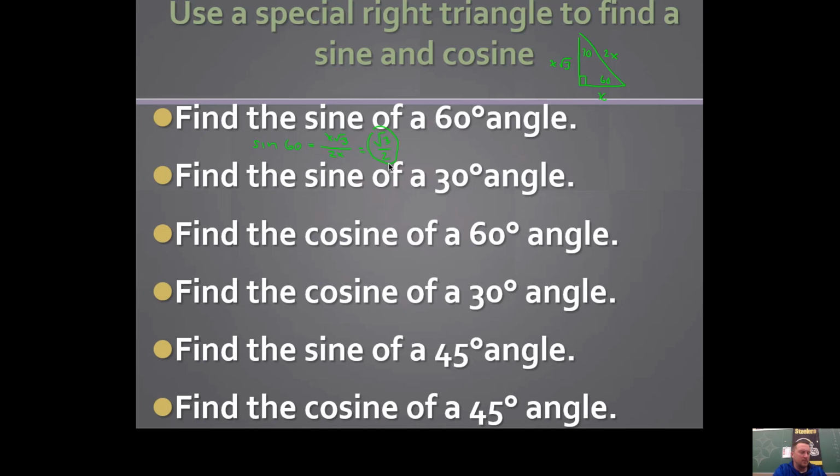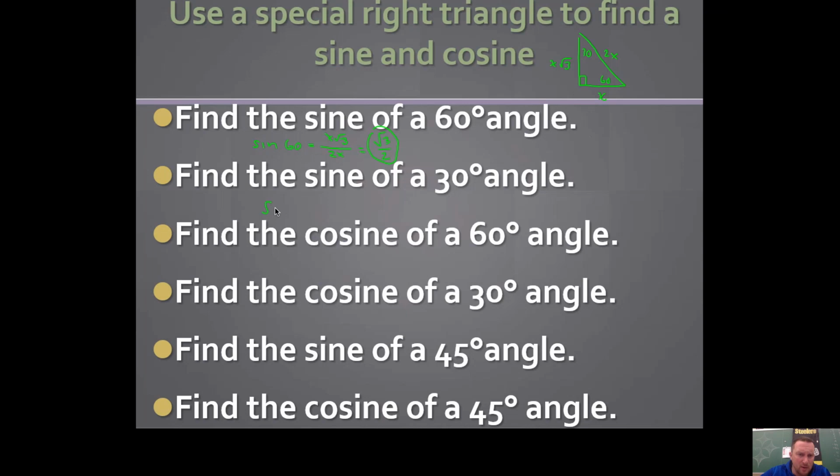Now I'm going to prove that in my calculator. I'm going to type in sine of 60, and it's going to give me 0.866. Then I'm going to type in square root of 3, and I'm going to divide that by 2. And it's going to give me the same exact answer. That's how I know that I'm right.